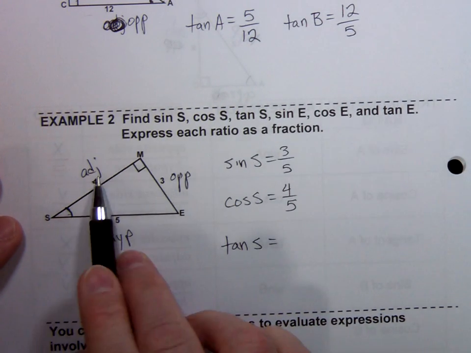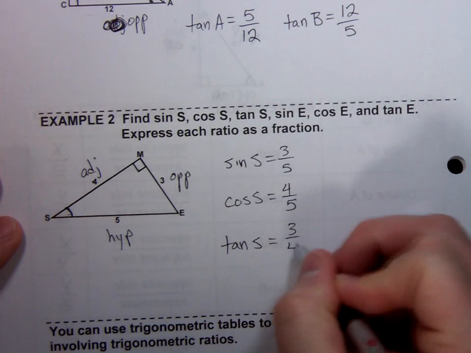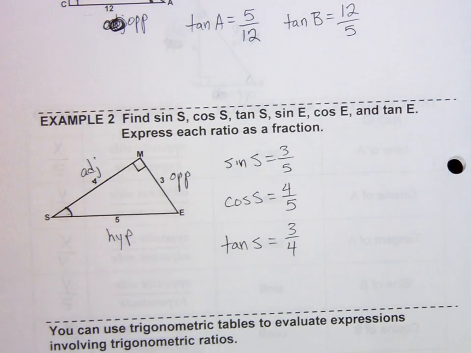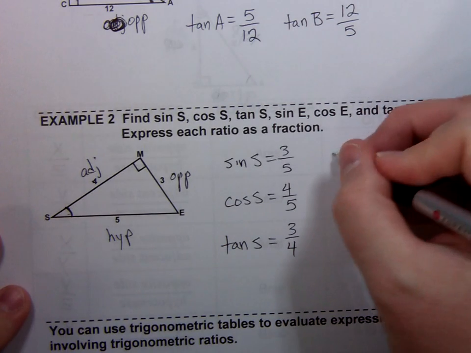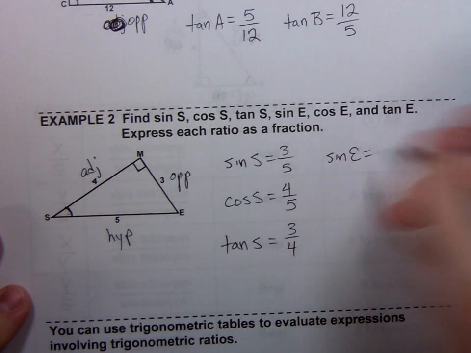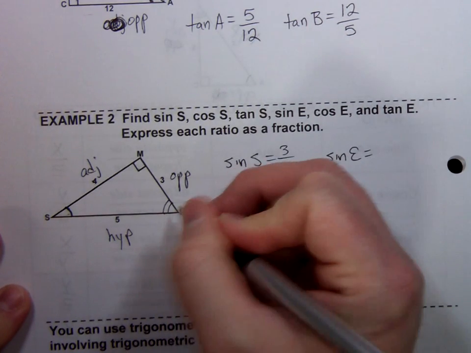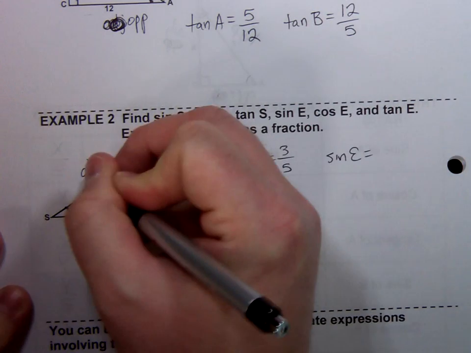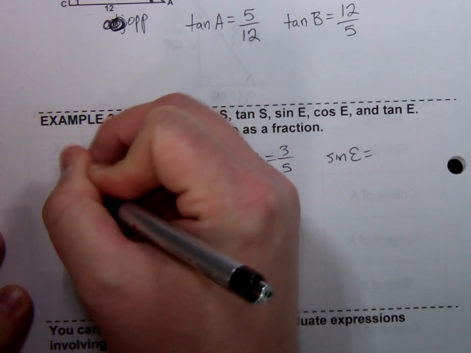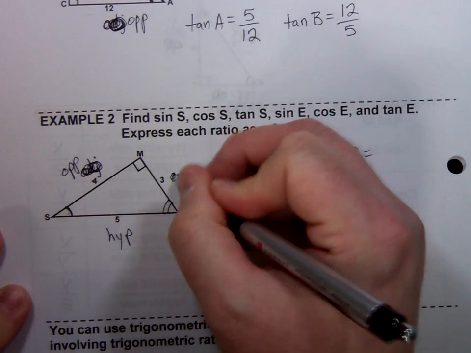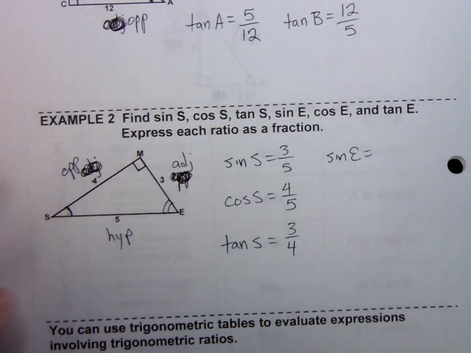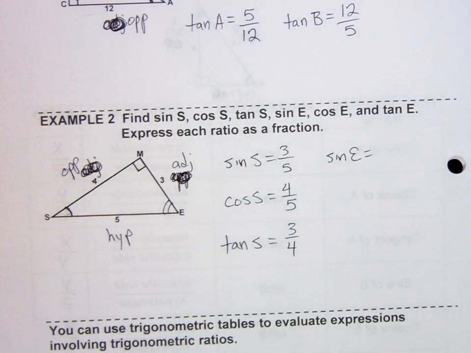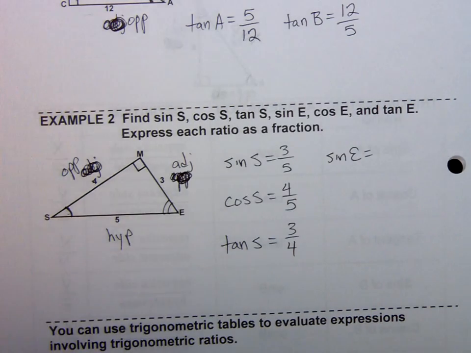Opposite over adjacent. The one thing I need to remember is when I switch to a different angle, I've got to adjust my sides and what they're labeled as. So now I'm switching to angle E. What's opposite angle E? This is opposite angle E. And so that makes this the adjacent. When you switch which acute angle you're using, it just switches which side is opposite and which side is adjacent. Those will switch every time. The hypotenuse stays the same.